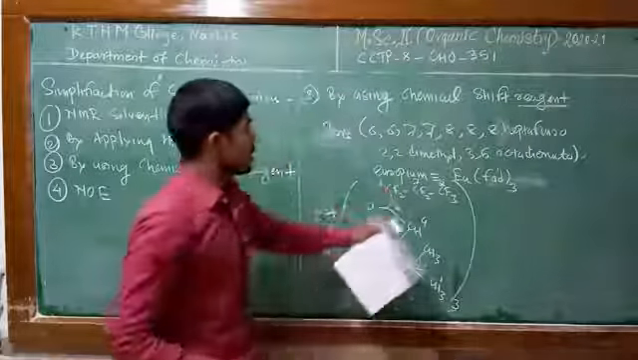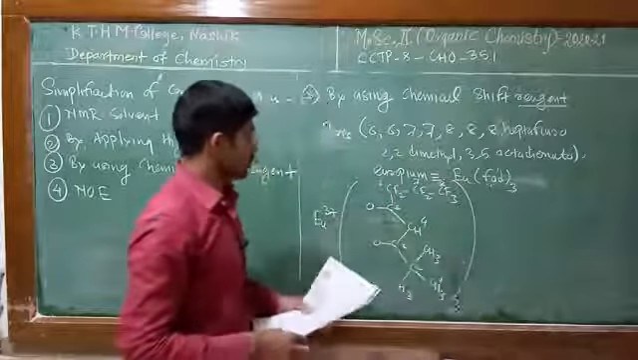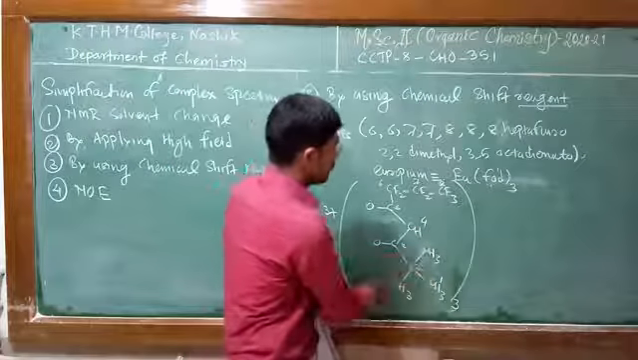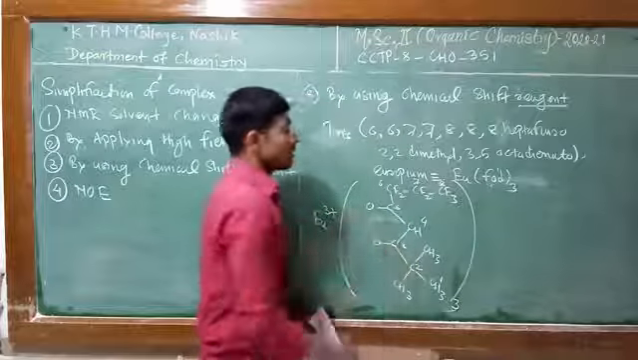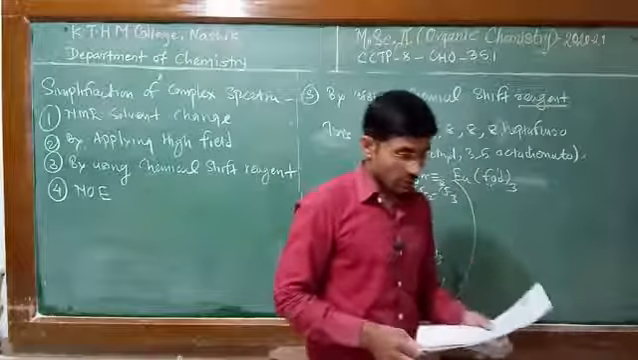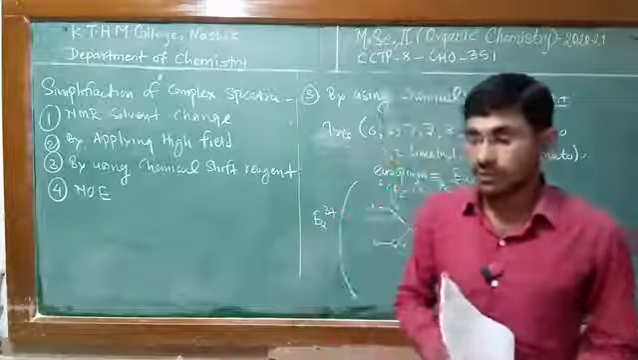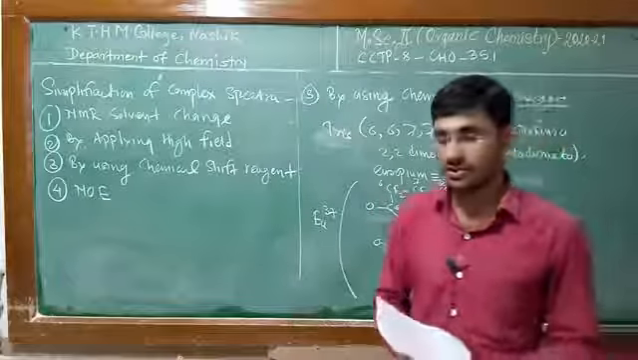6 6, then 7 7 8 8 heptafluoro, 2 2 dimethyl means at 2 position 2 methyl group, and at 3 5 position oxygen is present. So 3 5 octadienoato europium. So this organic complex of lanthanide is used as a chemical shift reagent.